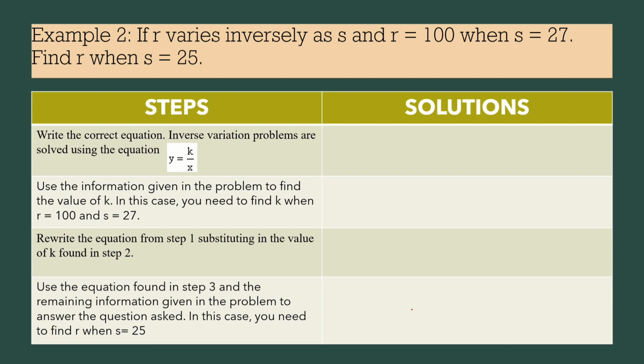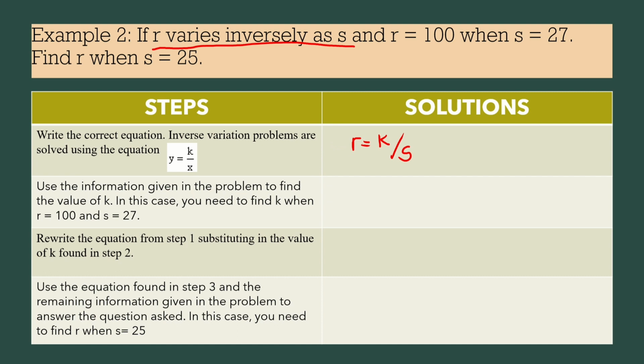Proceed with our example number 2. If r varies inversely as s and r is equal to 100 when s is equal to 27, find r when s is equal to 25. So step number 1, we're going to find the correct equation. Since the statement here is r varies inversely as s, that is simply r is equal to k all over s. So this is our equation.